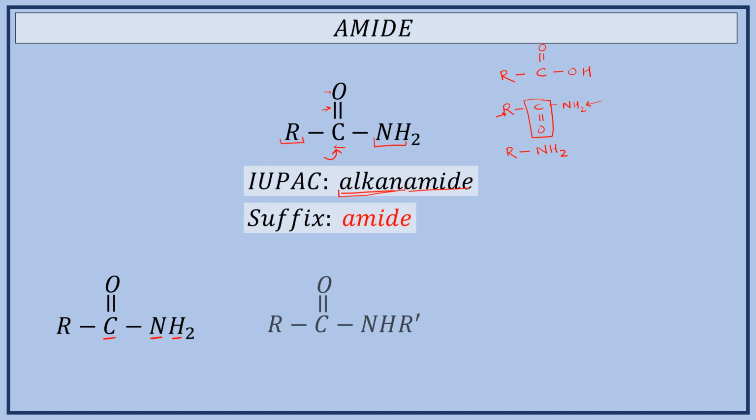Now if we replace one of the hydrogen atoms with an alkyl group, then nitrogen will be in direct connection with two carbon atoms, one of the functional group and one of the alkyl group. So this will become secondary amide, and likewise if we replace both the hydrogen atoms, then this will become tertiary amide. We will see example of each one of them. So let us move ahead and solve some examples.